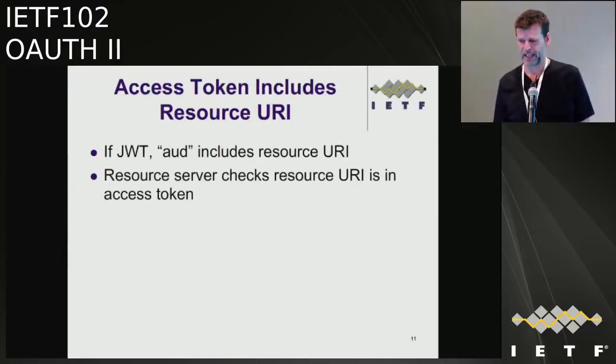And so then in the access token, it includes the URI. If that access token happens to be a JWT, then it would be the audience claim. And then when you call the resource server, you check that your resource URI is in your token.